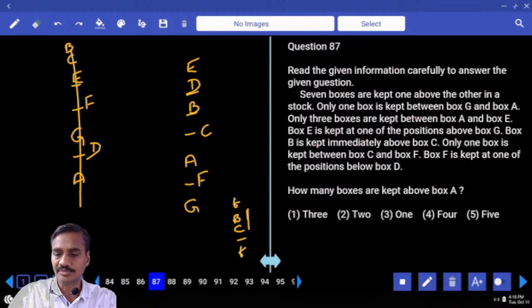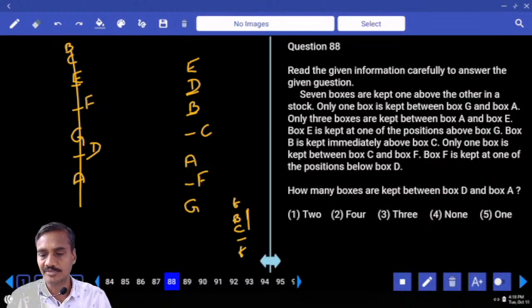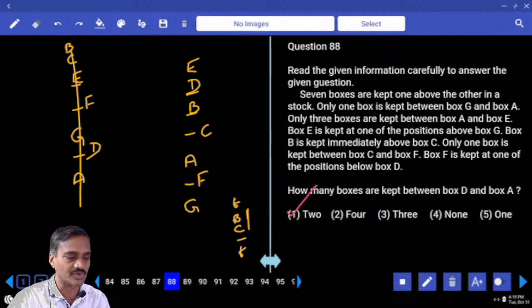Hence, how many boxes are kept above A? Above A there are only 4, choice 4, question 87. How many boxes are in between D and A? In between D and A there are only 2 boxes, choice 1, question 88.